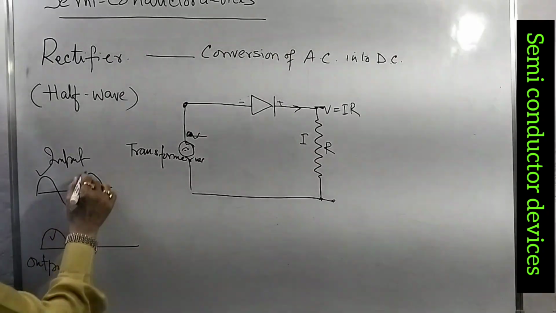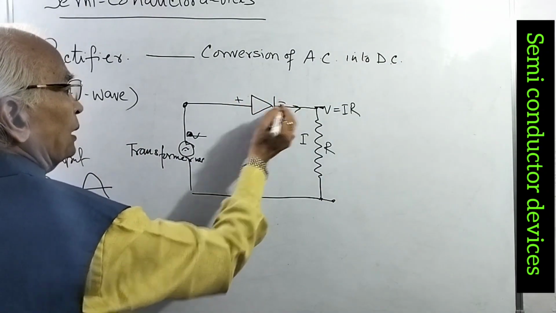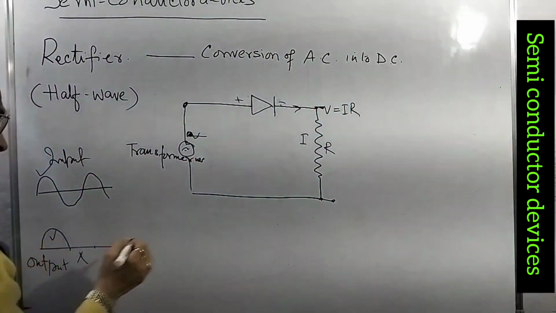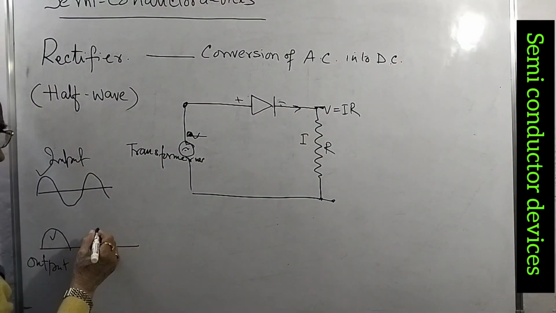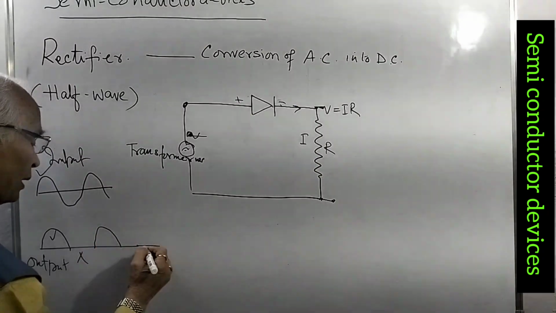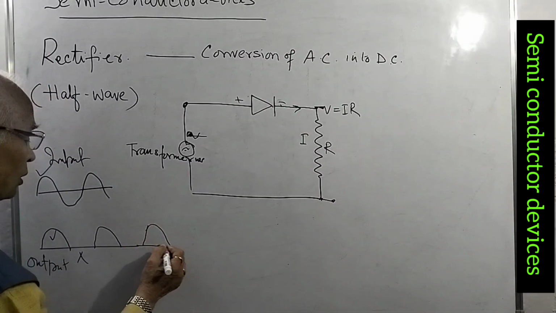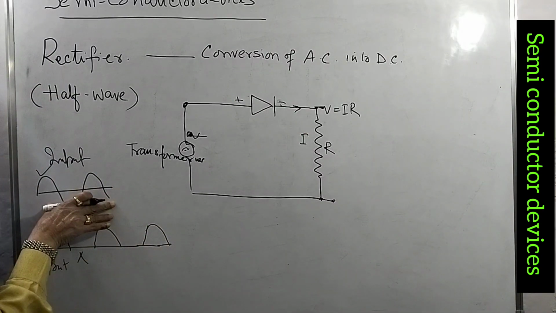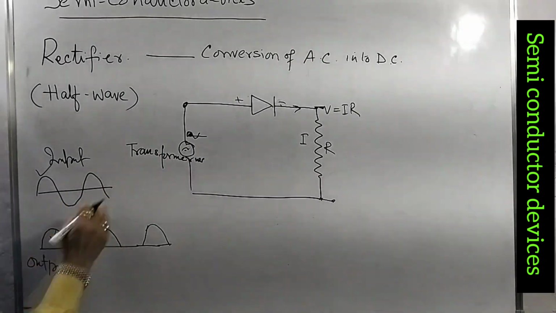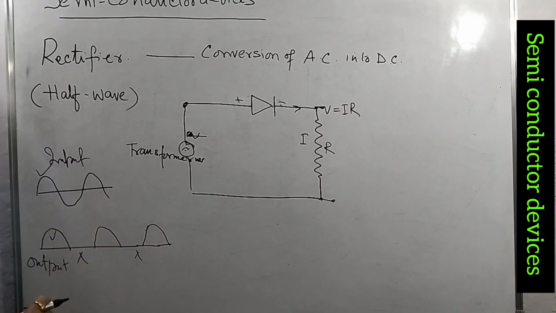And then when positive comes again, the polarity changes. The diode becomes forward biased, and again current flows through the resistance. The IR drop is there, so for the positive half cycle we again get output. Again negative comes, no current, no voltage drop. So we have the input alternating like this, and we get output, a variable current, not for the negative portion, only for the positive portion.